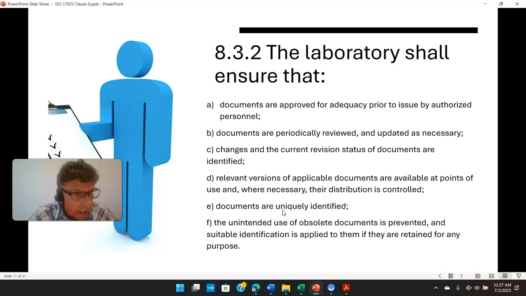Documents are uniquely identified, if it's something like POL-456, or uniquely identified with some sort of ID number reference, something like that. And that the unintended use of obsolete documents is prevented. So if you rev up a document, you change the document and it goes from rev 0 to 1, you want to make sure you obsolete rev 0 and that it's not available to be used accidentally. That's what F is. So basically, you shall ensure A through F.